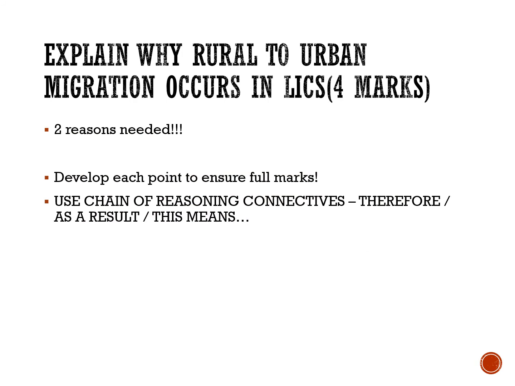And so, the first of our final 2 exam questions of year 10. Explain why rural to urban migration occurs in LICs for 4 marks. You need 2 reasons because it's a 4-mark explain question. You need to develop each point, develop each reason to ensure 4 marks, and you need to use chains of reasoning connectives such as therefore, as a result, this means, in order to do that.